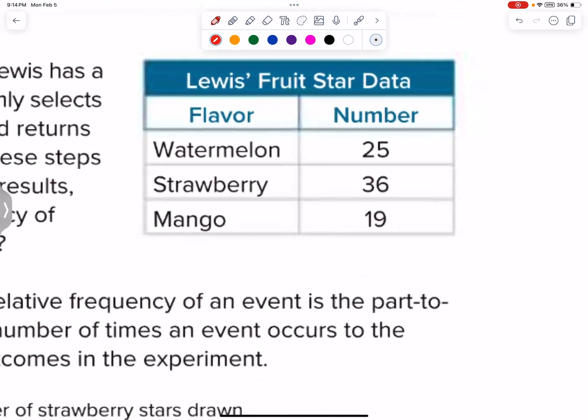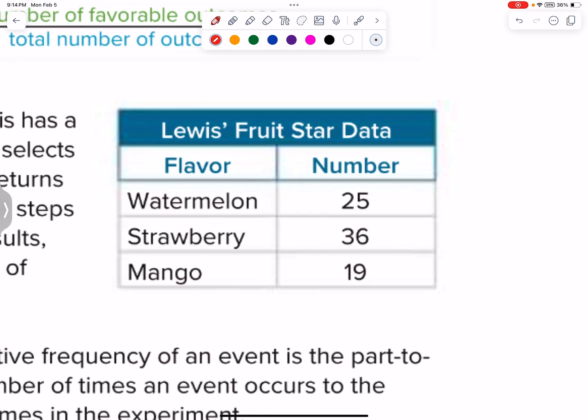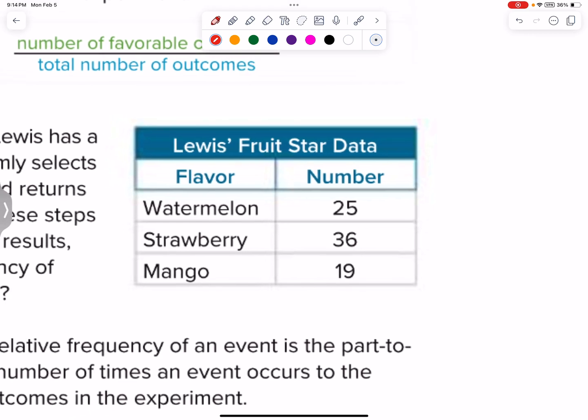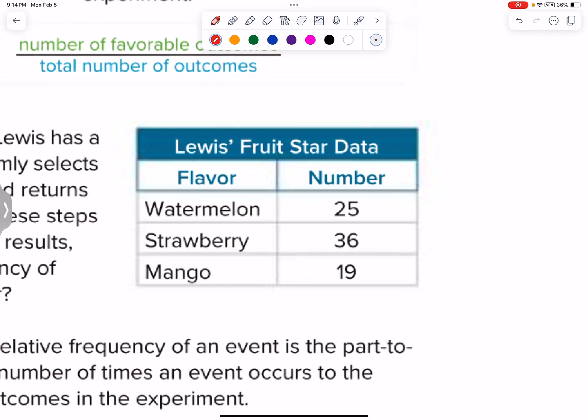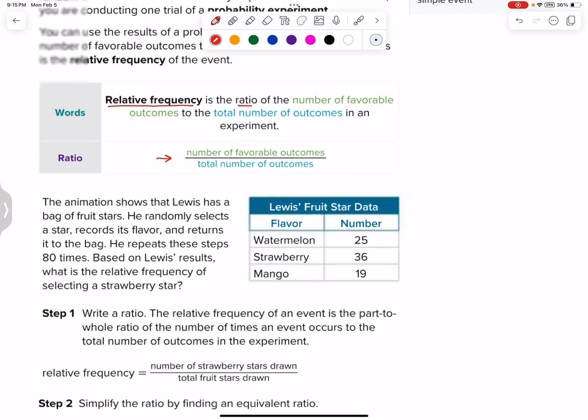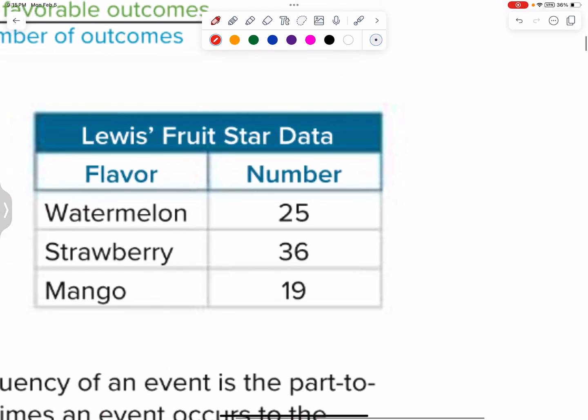The theoretical probability would be you actually counting up how many watermelon, how many strawberry, how many mango there are, and dividing by the total amount, which creates a probability of pulling watermelon, strawberry, or mango. Experimental probability is running the experiment and using that data to determine probability. That's what we're doing here. Notice I'm using the phrase experimental probability, even though we're talking about relative frequency, because they're basically the same thing.